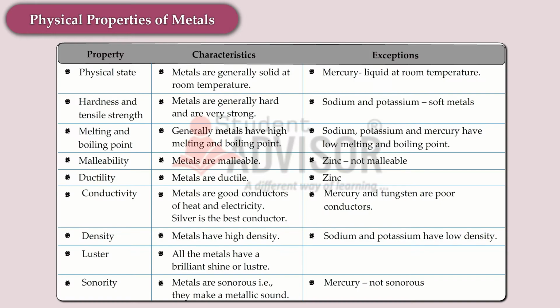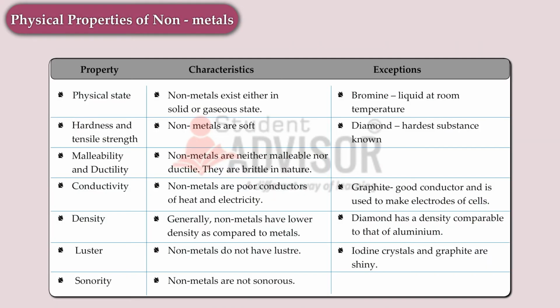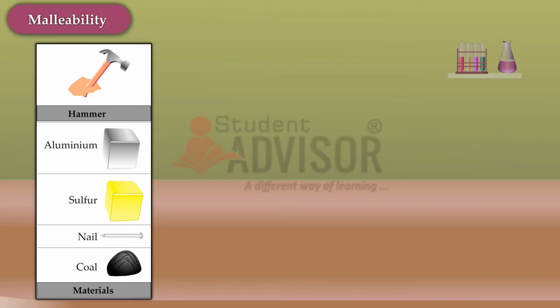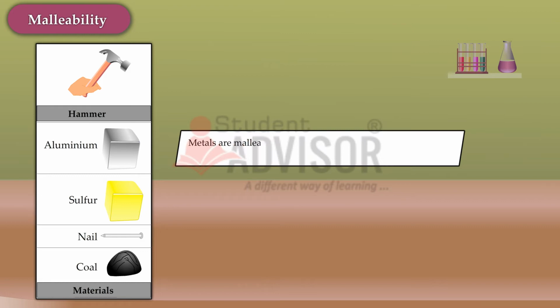Physical properties of metal. Physical properties of non-metal. Malleability. Metals are malleable, that is, they can be beaten into sheets, while non-metals are not malleable.